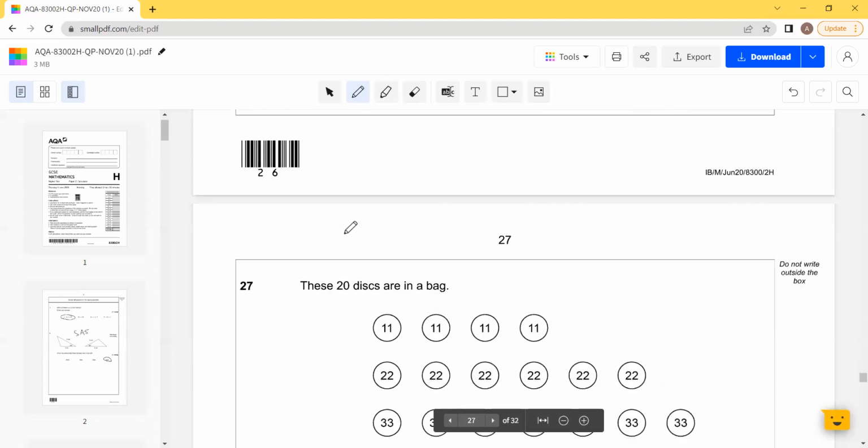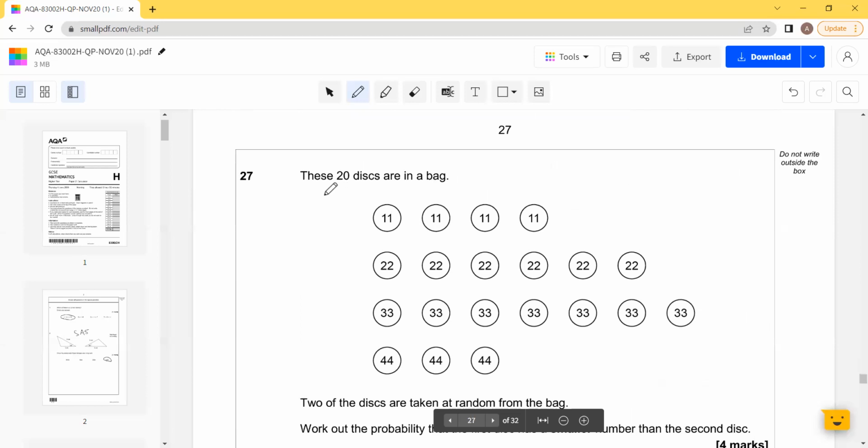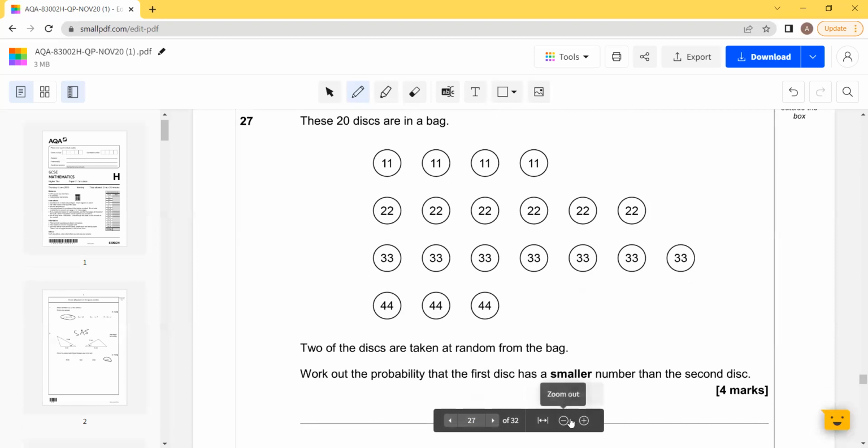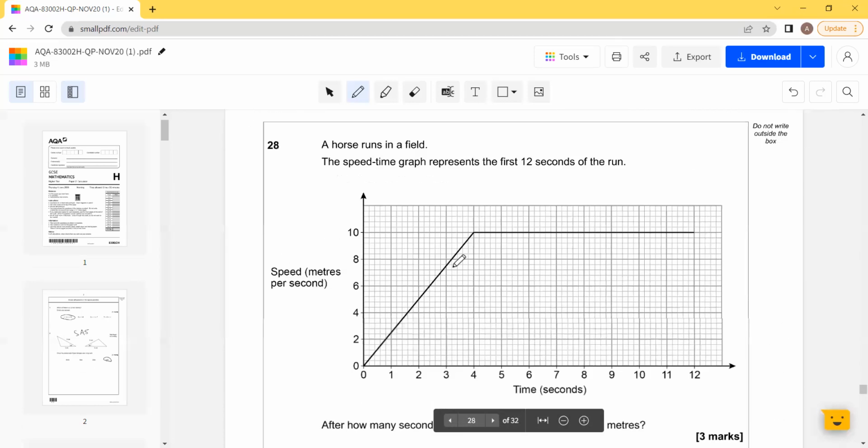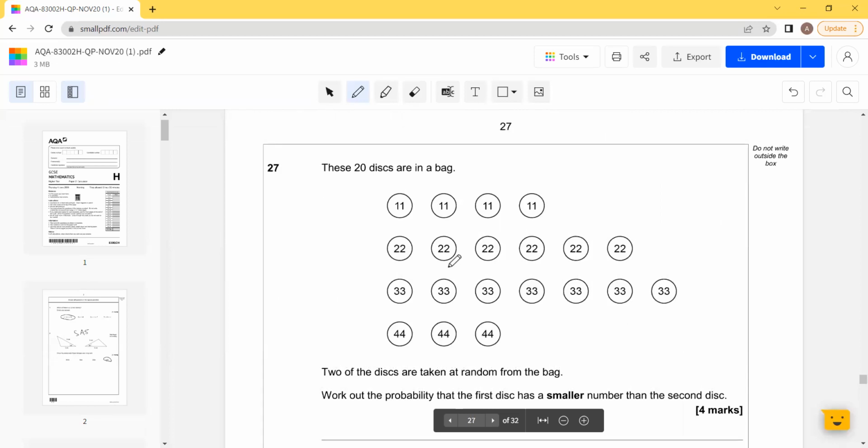Okay. Question 27. There are 20 discs in a bag. 2 of the discs are taken at random from the bag. Work out the probability that the first disc has a smaller number than the second disc. Okay. So to avoid making any mistakes in this question, I'm going to do this in a very systematic method. So supposing we take, I'm going to write first and second, or I'm just going to write 1 and 2. First and second.